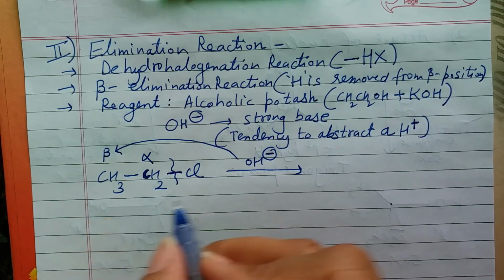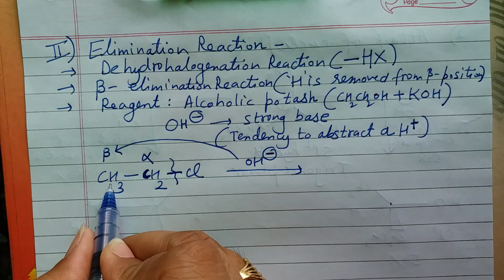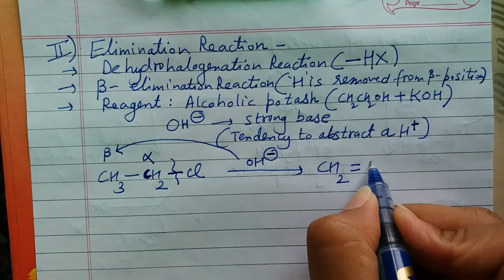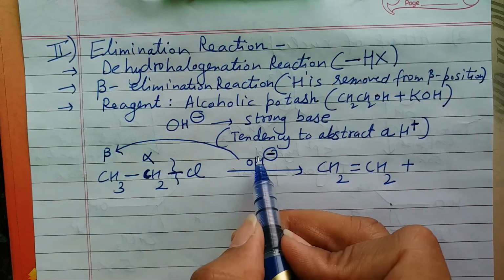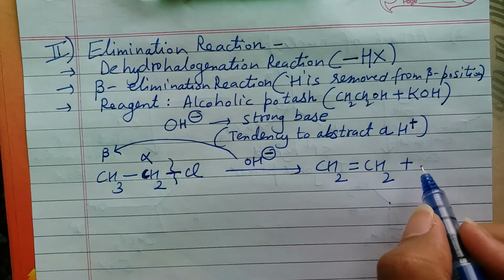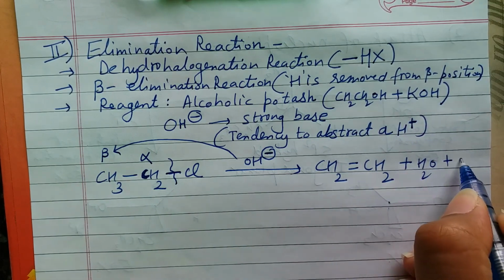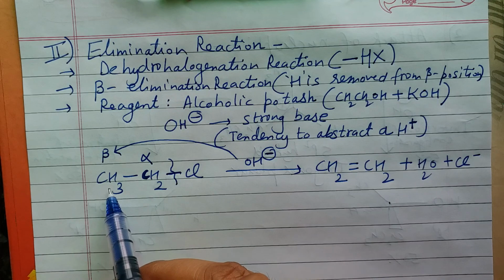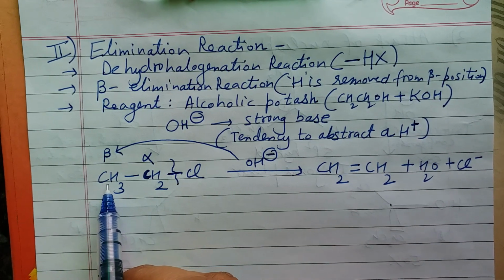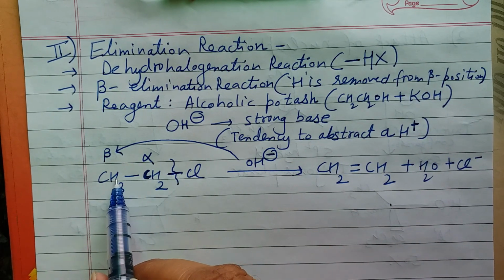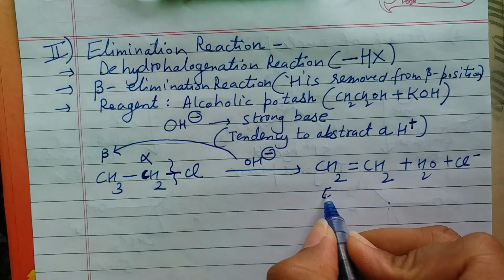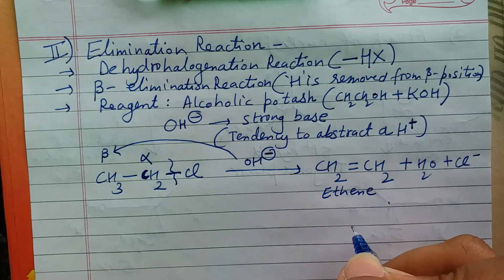So OH minus takes away a hydrogen from here, and Cl minus will leave from the alpha position. Decrease one hydrogen from here, you'll be left with a CH2, and this is another CH2. So what you get is CH2 double bond CH2, plus OH minus plus one hydrogen from here forms water, and you have Cl minus. So this is how the base takes away a hydrogen atom, H plus, from the beta position, and the alpha and beta carbons have a double bond in between. So the products that are obtained are alkenes.